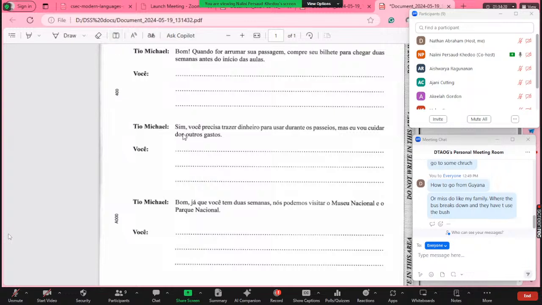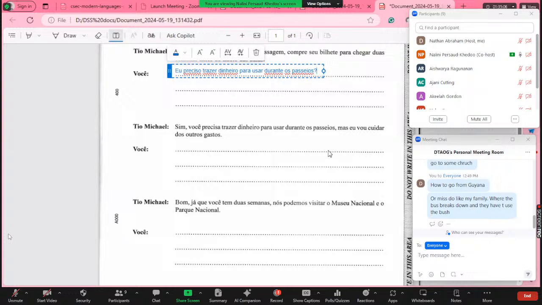Basically, here's the thing, and you can do it. You see this line here? This entire line? You take that and you turn it around to suit you. So instead of saying você, you say eu. Eu preciso trazer dinheiro para usar durante os passeios. So you're asking, do I need to bring money to use during the trip?